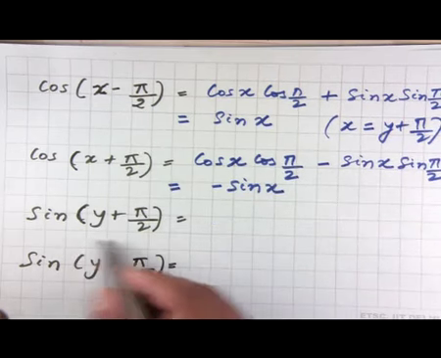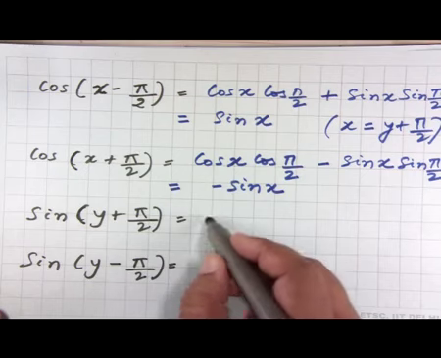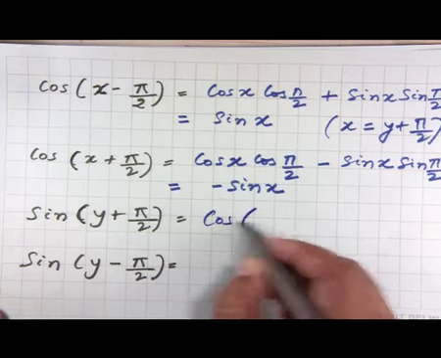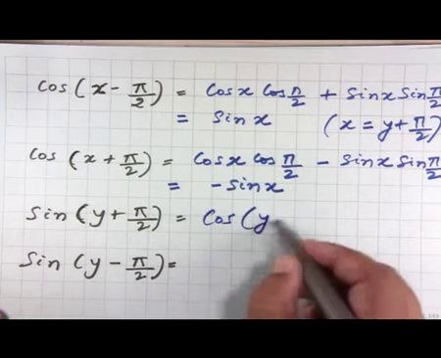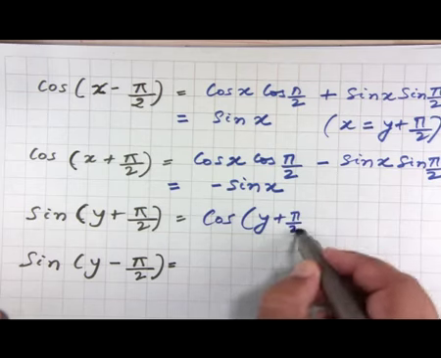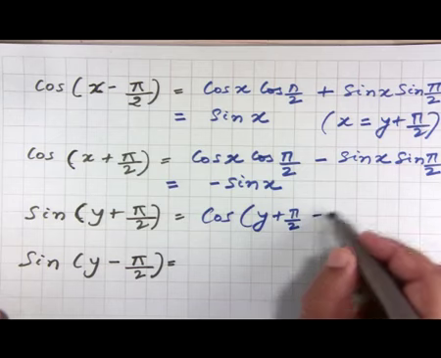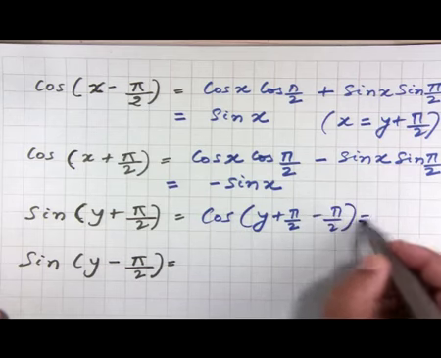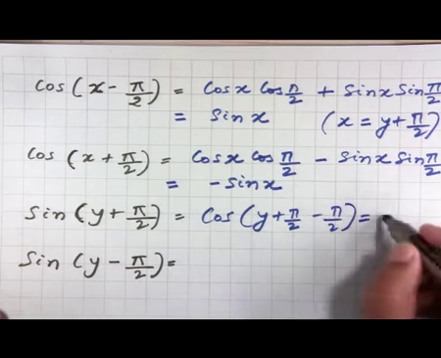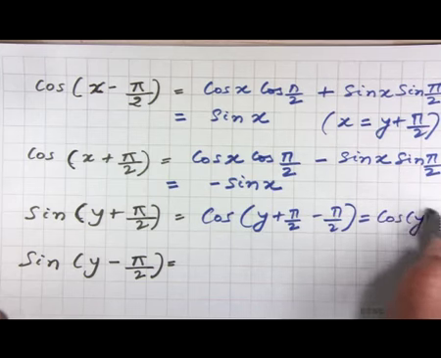Therefore, sine of y plus pi by 2 is equal to cos of, instead of x we put y plus pi by 2 and then minus pi by 2 here. So, it is simply cos of y.